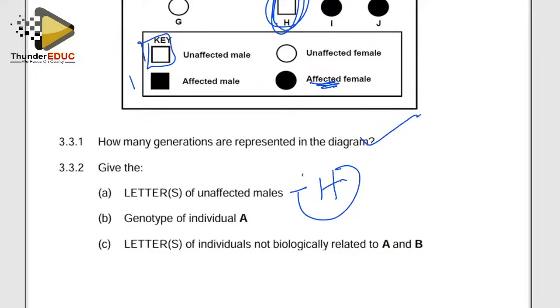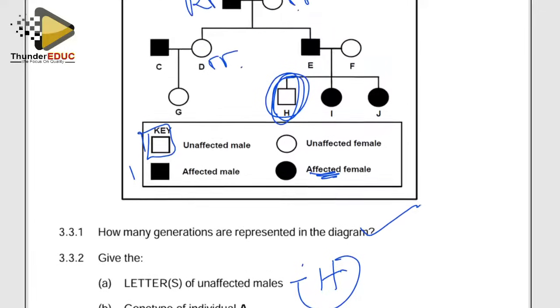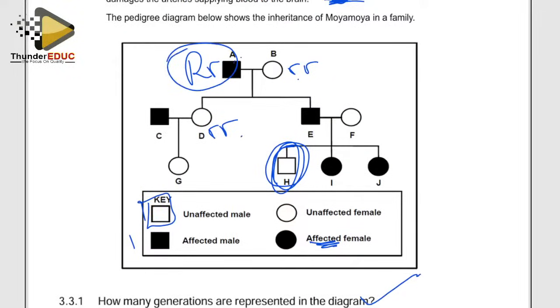Give the genotype of A. I think we talked about it. Yes, we talked about it, because this A produced a baby who is not affected. And remember, this disorder is caused by a dominant allele. So if you are not affected, it means that you have small letter r, small letter r.